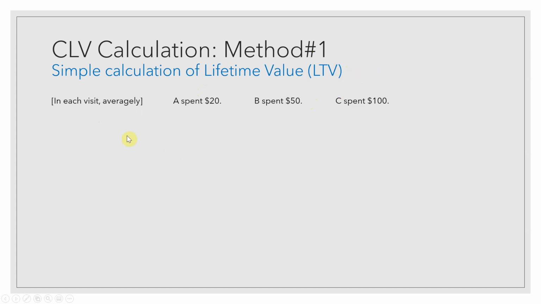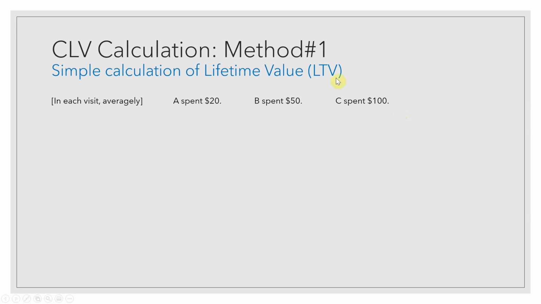Let's say in each visit, I have three different customers, and each visit, they spend different amounts, averagely, right? So A spent $20 averagely, and B spent $50 averagely, and C spent $100 averagely. So I can ask a question here. Who is the most important customer for your company?